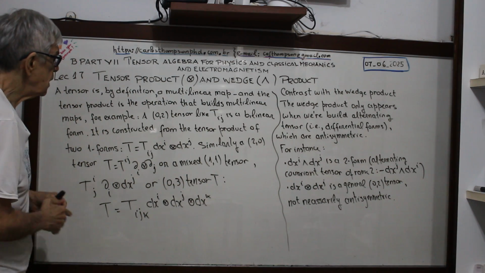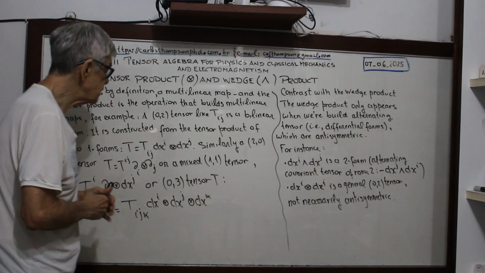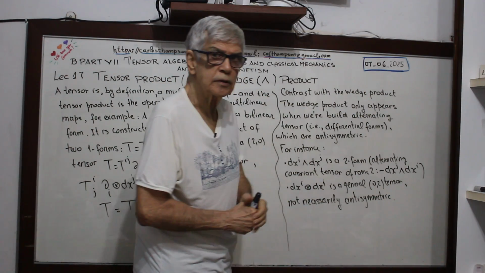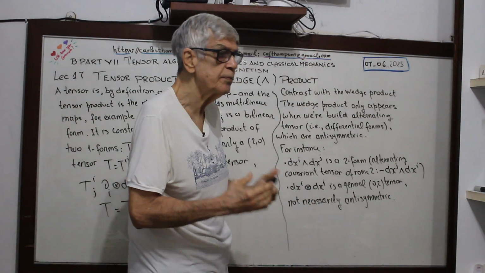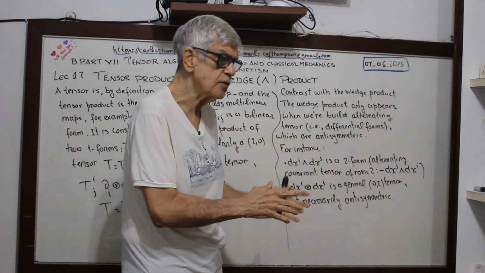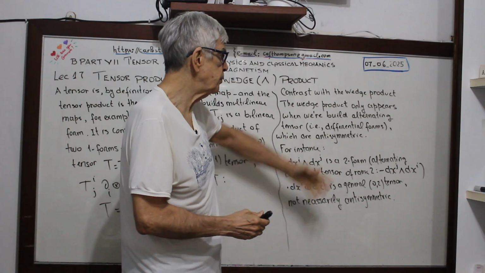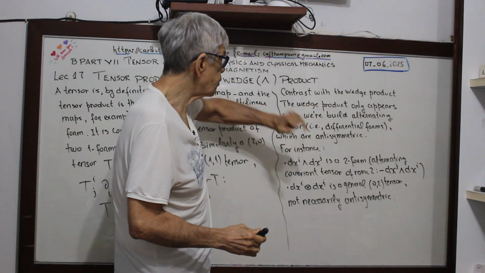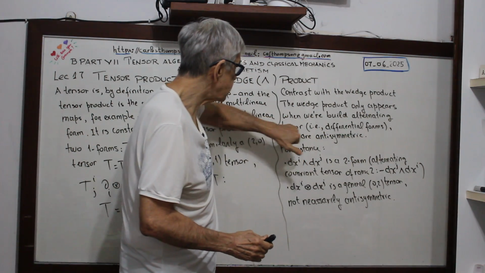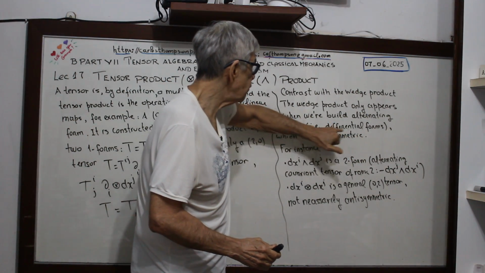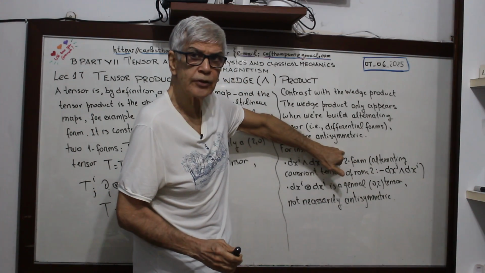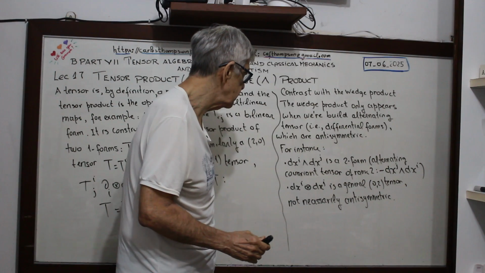You see, now let's present the contrast with the wedge product, because in the literature sometimes you get confused between the tensor product and the wedge product. Now, the wedge product only appears when you are building alternating tensors, that is, differential forms, which are antisymmetric. You see, that's important here.